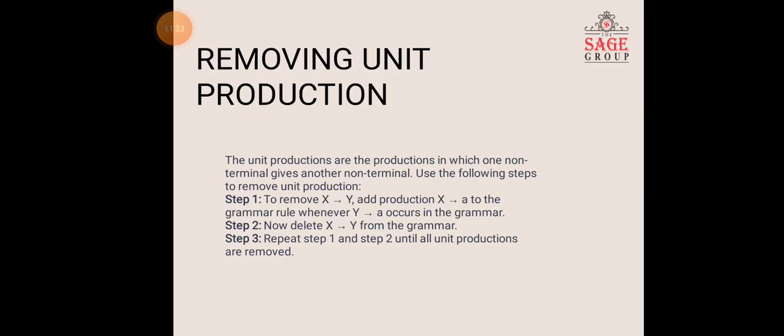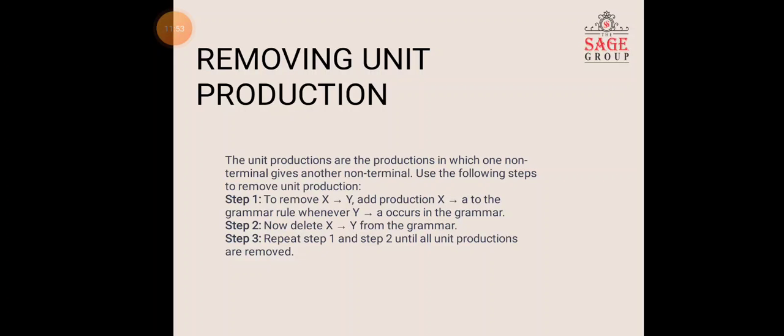So just try to understand what it is explaining. Whenever we find any unit production in a grammar, that is X tends to Y, then we need to add X tends to a to the grammar. In which situation? Whenever I find Y tends to a in the grammar, at that time I need to add X tends to a. Now coming on to step number 2, which says delete X tends to Y from the grammar.